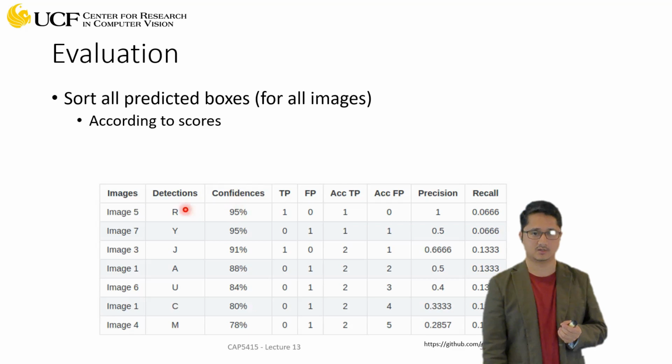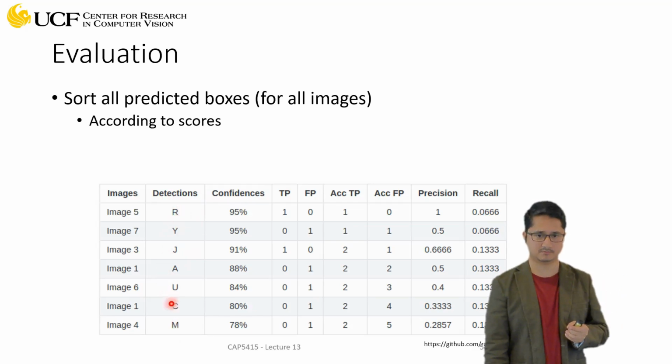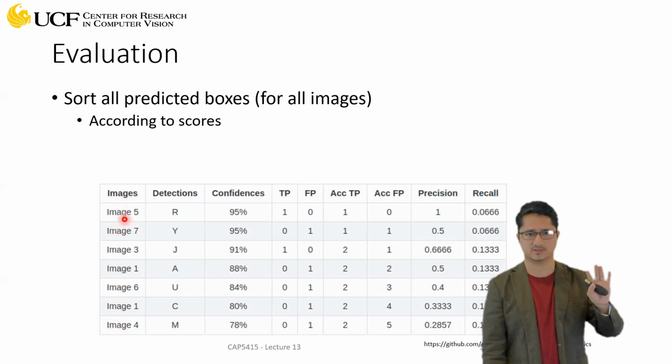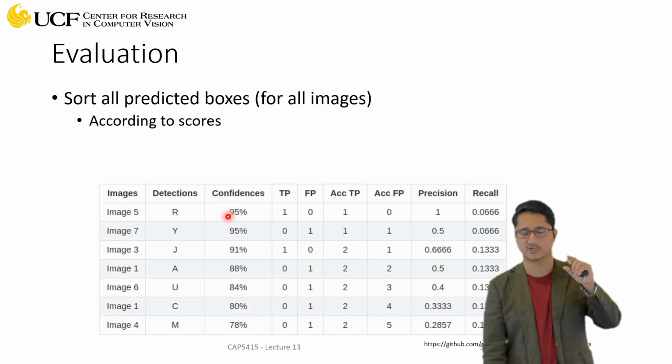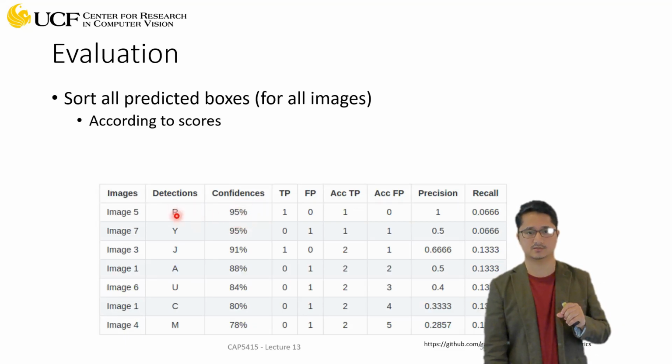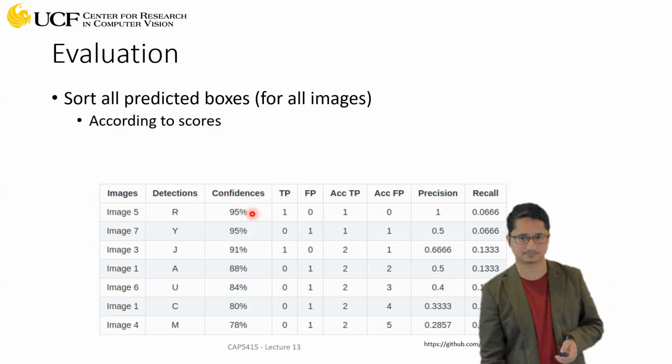For example, this is a sorted list, and these are the detections. These are just names, don't worry about it. They are just acronyms given to each detection. You can use whatever name you want. So don't worry about the second column here, and don't worry about the first column either. This is just the name of your image. For example, you had an image named image 5. You had a detection which was named R. You could use any other name. And your model said there is some object present in that image with a confidence of 95%. That's the reason this is in the top row, only because of this confidence score. All right, so that's the starting point.